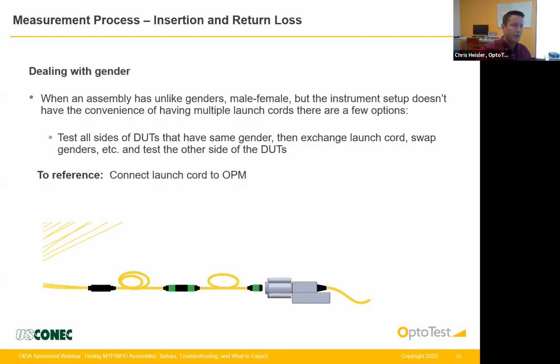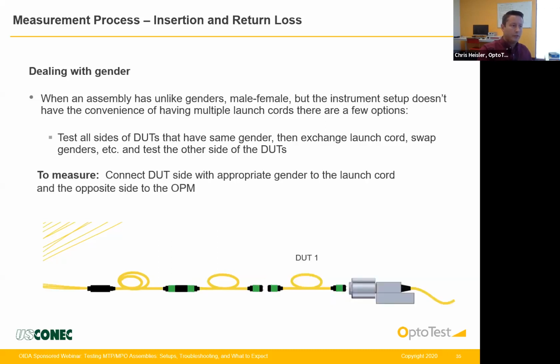So for example, to reference, we have a male launch cord connector here. We're going to connect the launch cord to the OPM. We're going to reference insertion loss and return loss. And then since our DUT is female-male, we're going to test all female sides of our DUTs. So we're going to connect up the female side to our male launch cord and then the male side of our DUT into the optical power meter.